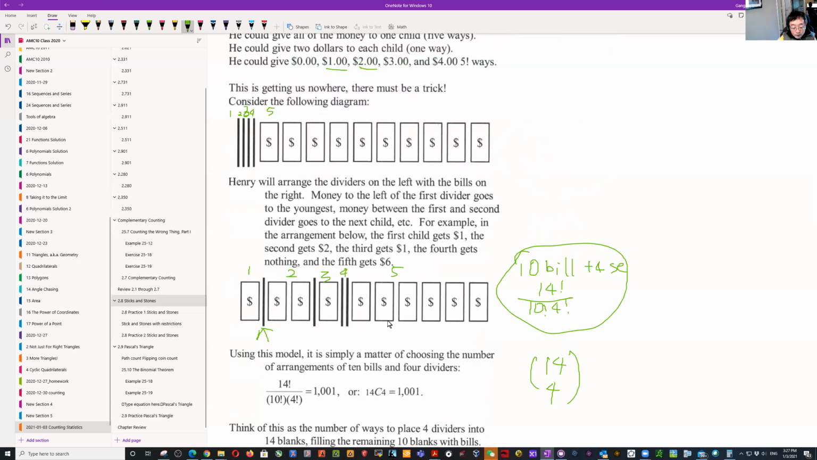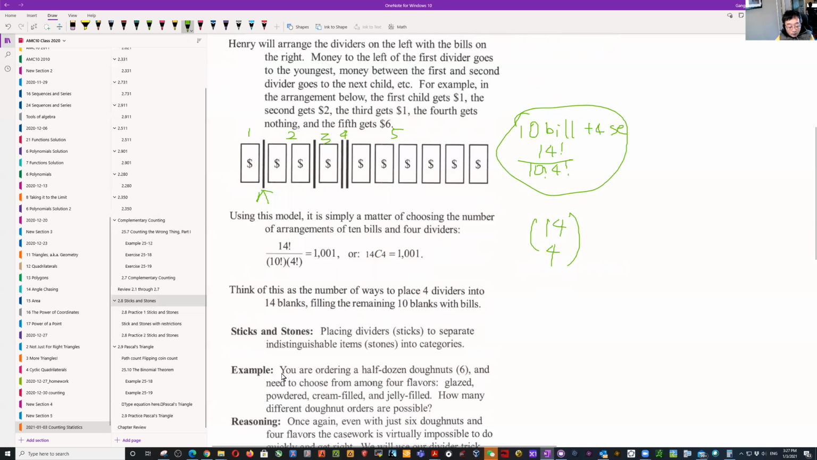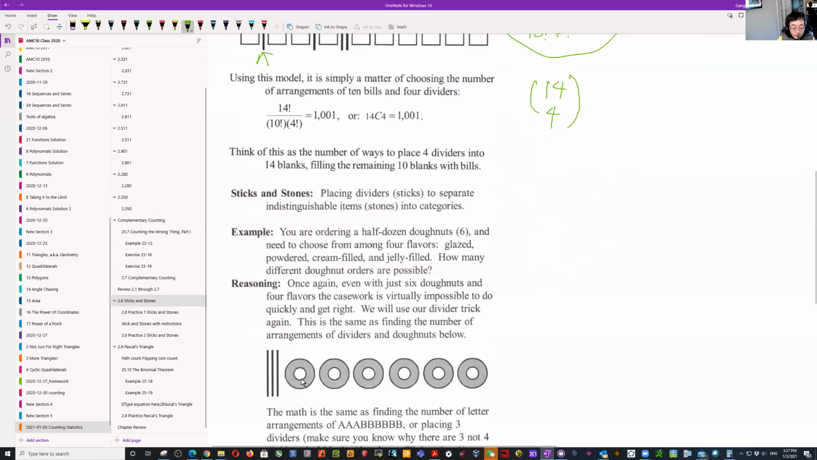Those are different persons. So this is another example: you are ordering a half dozen donuts and need to choose from among four flavors: glazed, powdered, cream filled, and jelly filled. How many different donut orders are possible?